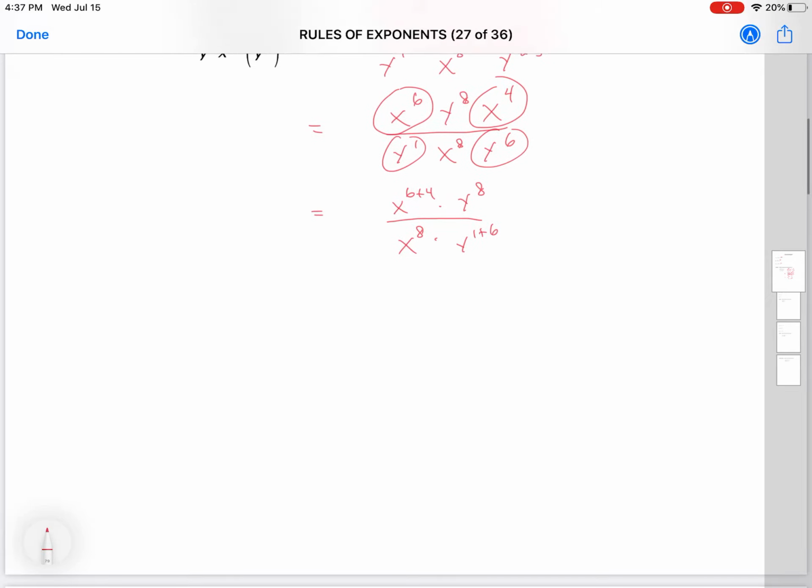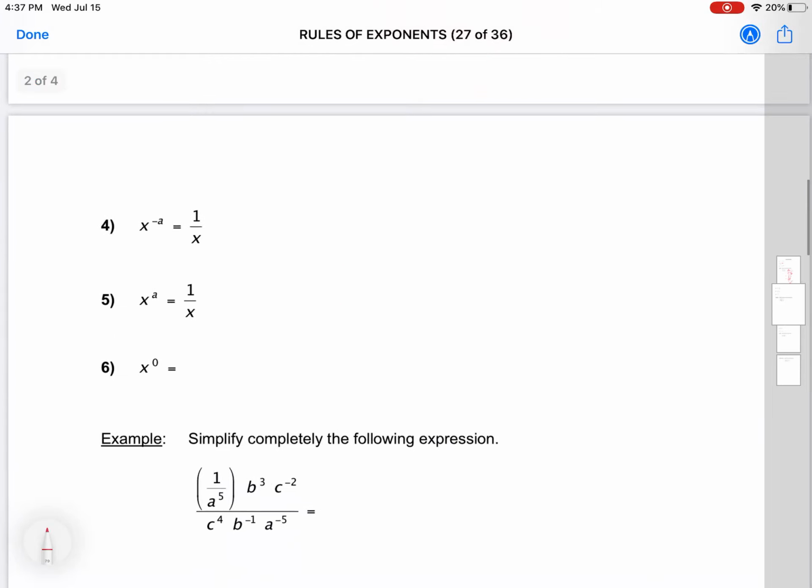And of course, now we can simplify. x to the 10, y to the 8, x to the 8, y to the 7. So now let's take a look at up, down. That's x to the a over x to the b, so x to the a minus b, so 10 minus 8, times y to the 8 minus 7. Final answer, x squared y to the 1.